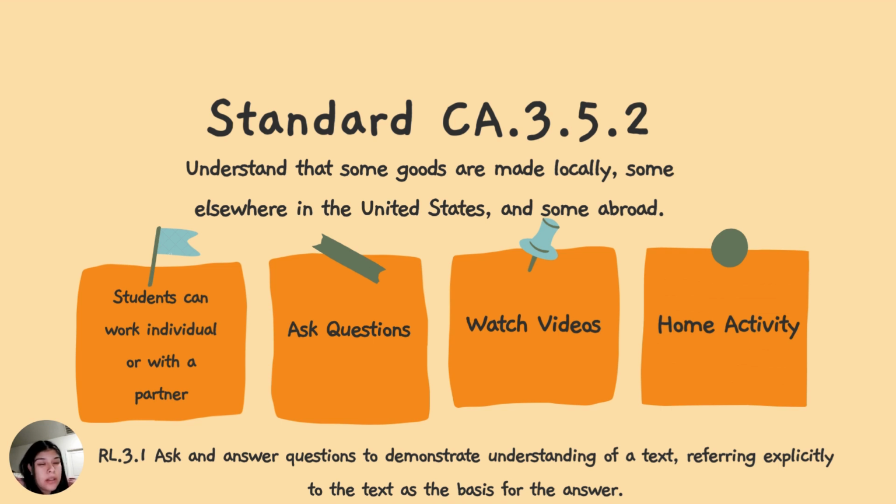Reading lesson 3.1: Ask and answer questions to demonstrate understanding of a text, referring explicitly to the text as the basis for the answer. For this standard, I will have students ask questions. They are going to watch videos and they will have a home activity. Students will be able to work individually or with a partner.